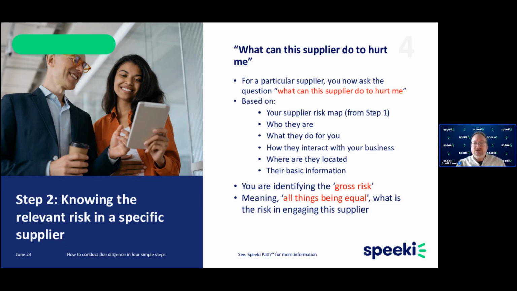Some of this information you may already know. Others you can determine relatively quickly. A little bit of know-how, a little bit of activity, a little bit of knowledge about the industry, a little bit of knowledge about risk, how things happen, when they happen, what your issues are, what the supplier is doing. It's not rocket science, but it is starting to say, all things being equal, what is the risk in this particular supplier?